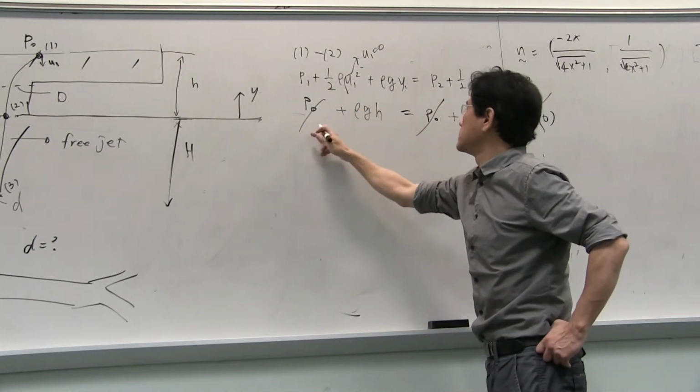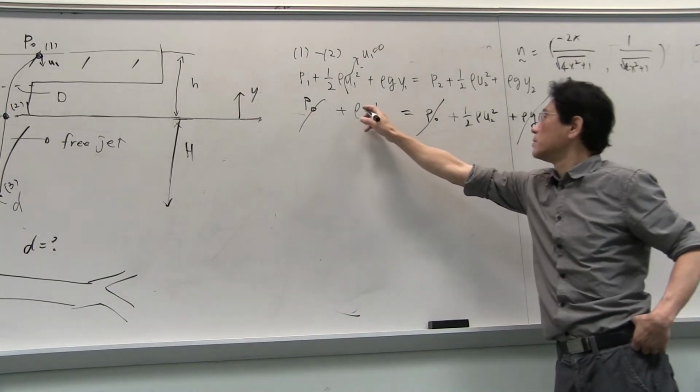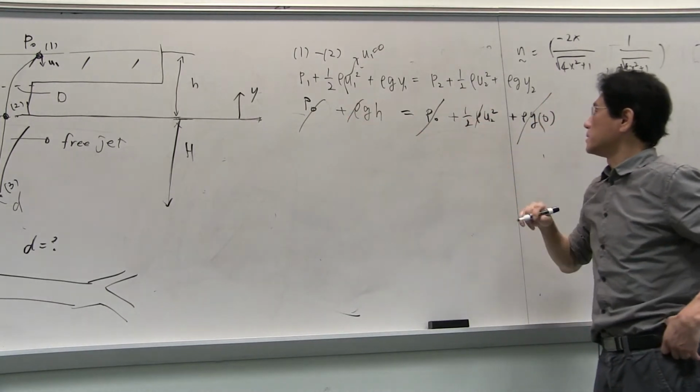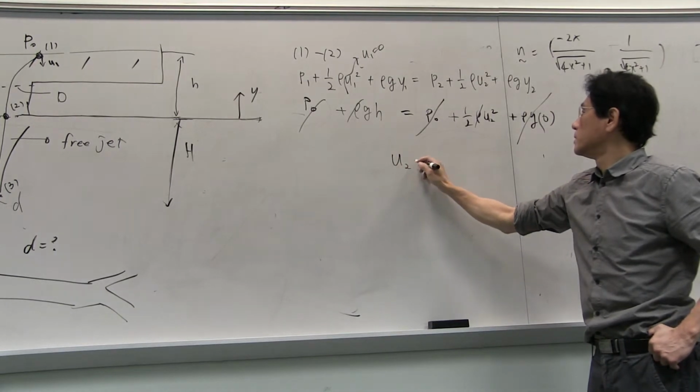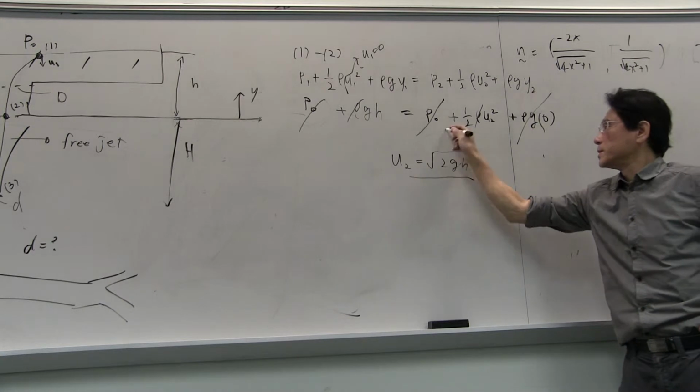P naught is gone because the same term is on the left and right side. Then the density as well can be cancelled. So you have now U2 equals square root of 2gH, from this equation.